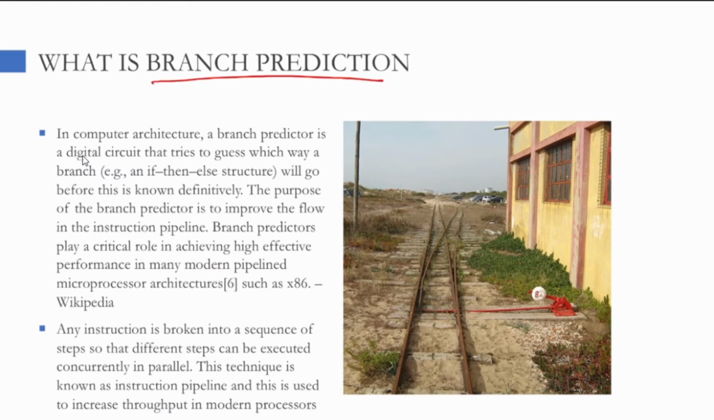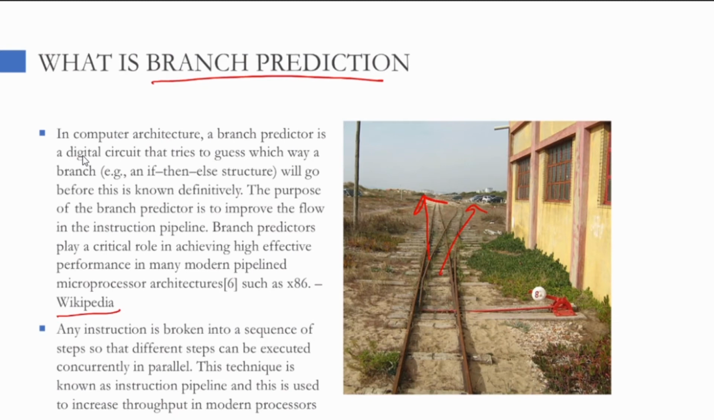In computer architecture, a branch predictor is a digital circuit that tries to guess which way a branch will go before this is known definitively. I took it from Wikipedia. I will explain what that means. For example, suppose there is a train which will decide which route it will take.